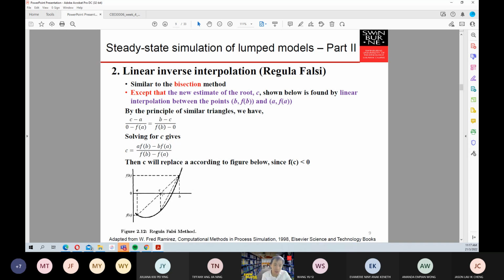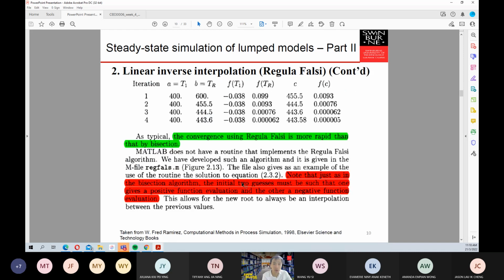So if we take the length in here, C minus A, that will be this B minus C. That should be equal to 0 minus FA in here, and that should be equal to this minus FB minus 0. So this is just equalizing the dimensions of the triangle. Therefore, if you use this equation and solve for C, you will get this particular equation that you use instead of bisection, which halves your interval.